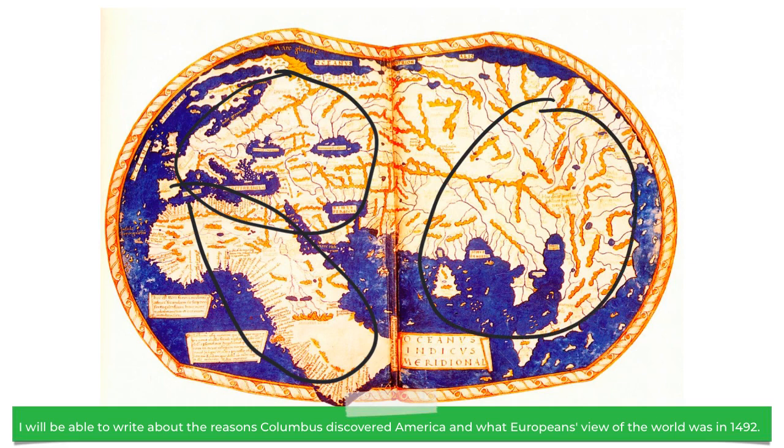So this map tells us that what they thought the Earth was in 1490, 1491 was simply Europe, Asia, and Africa. That's what they knew about. Those are the continents that they were aware of.